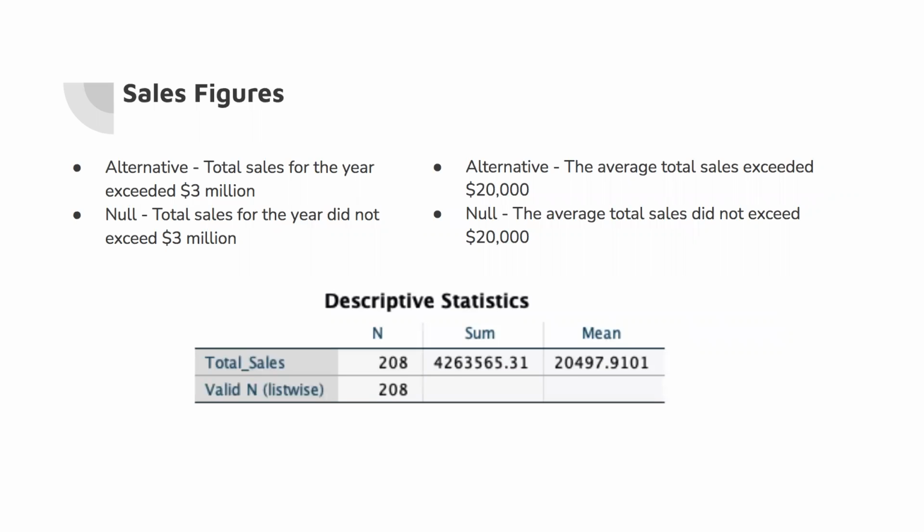For total sales exceeding $3 million, as shown in our hypothesis on the left, we looked at the sum here to answer this question, which brings us to rejecting the null hypothesis since the total sales come out above $3 million. We would also reject the null hypothesis for the average sales exceeding $20,000, which is shown on the right, because our research showed the total sales mean is greater than $20,000.